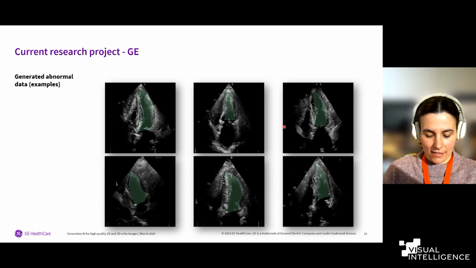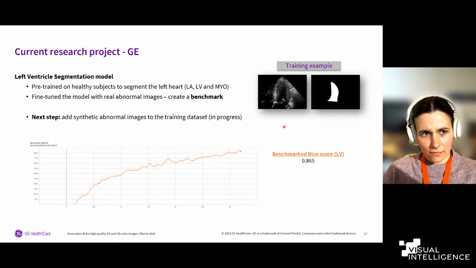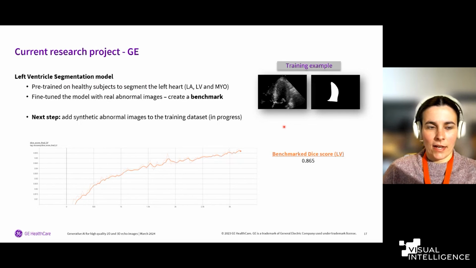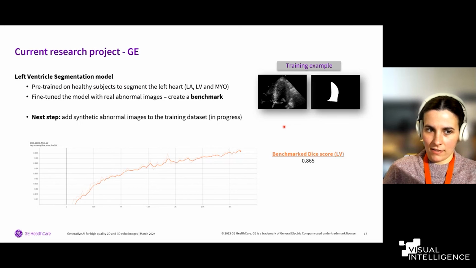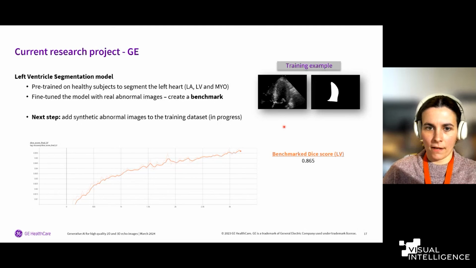So then we generate this synthetic data set of pathological cases, and we fine-tune our segmentation model. The segmentation model was pre-trained on healthy subjects, so people with no known cardiac conditions. And then we fine-tune it with real abnormal images. This way we can create a benchmark. And after this, we started adding different amounts of synthetic data, so we can assess the impact that adding synthetic data has on this segmentation task.